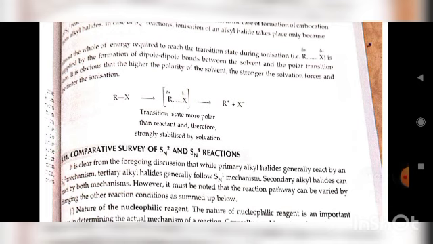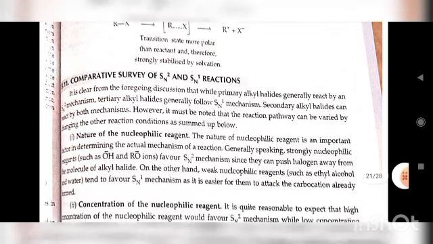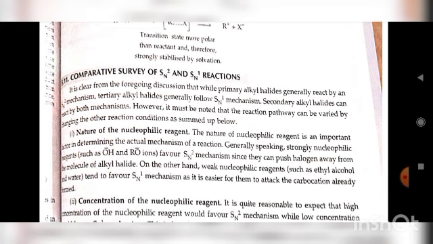Comparative survey of SN2 and SN1 reactions. It is clear from the foregoing discussions that while primary alkyl halides generally react by an SN2 mechanism, tertiary alkyl halides generally follow the SN1 mechanism. Secondary alkyl halides can react by both mechanisms. However, it must be noted that the reaction pathway can be varied by changing the other reaction conditions, as summed up below. Nature of the nucleophilic reagent.